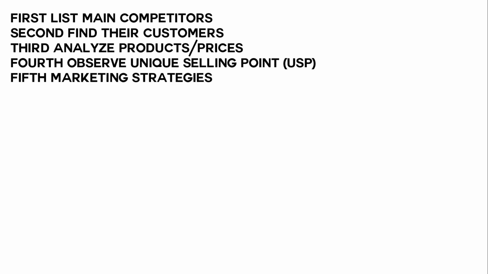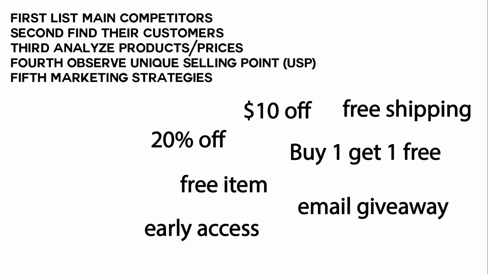Fifth, what marketing strategies are these competitors using? Observe any sales, discounts, giveaways, promotions, freebies, and so on. Brands sell products and services in different ways, and many use a variety of incentives to achieve this. Some are easy, like a sale, and some are more complex, like an in-person scavenger hunt.